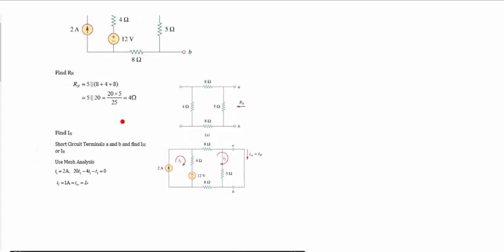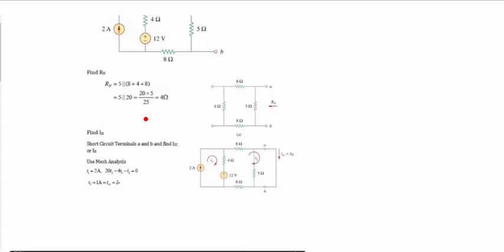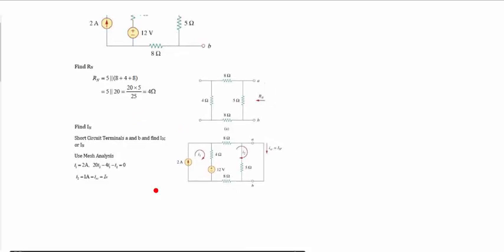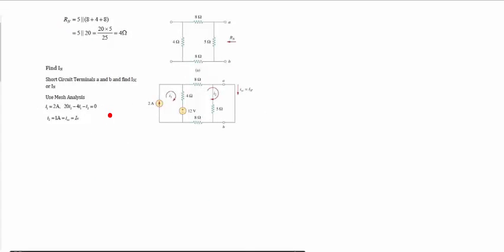Now find your Norton current. You can use mesh analysis. If you use mesh analysis, you find your I1 and I2. Note that whatever your I2 value is will be equal to your IN. You solve it, and you should get that.